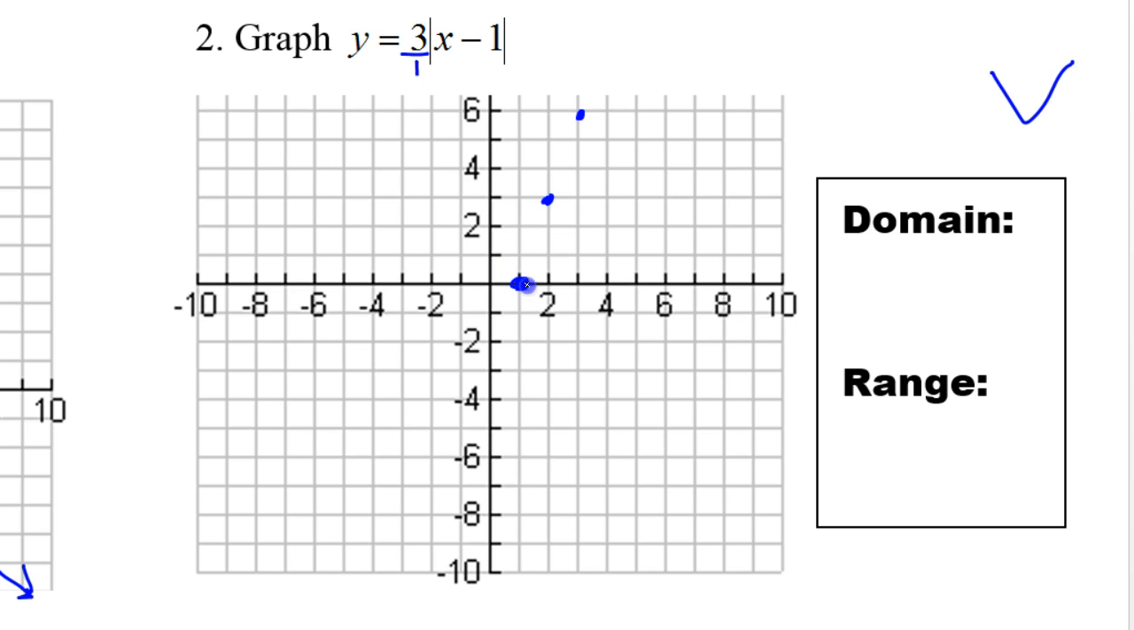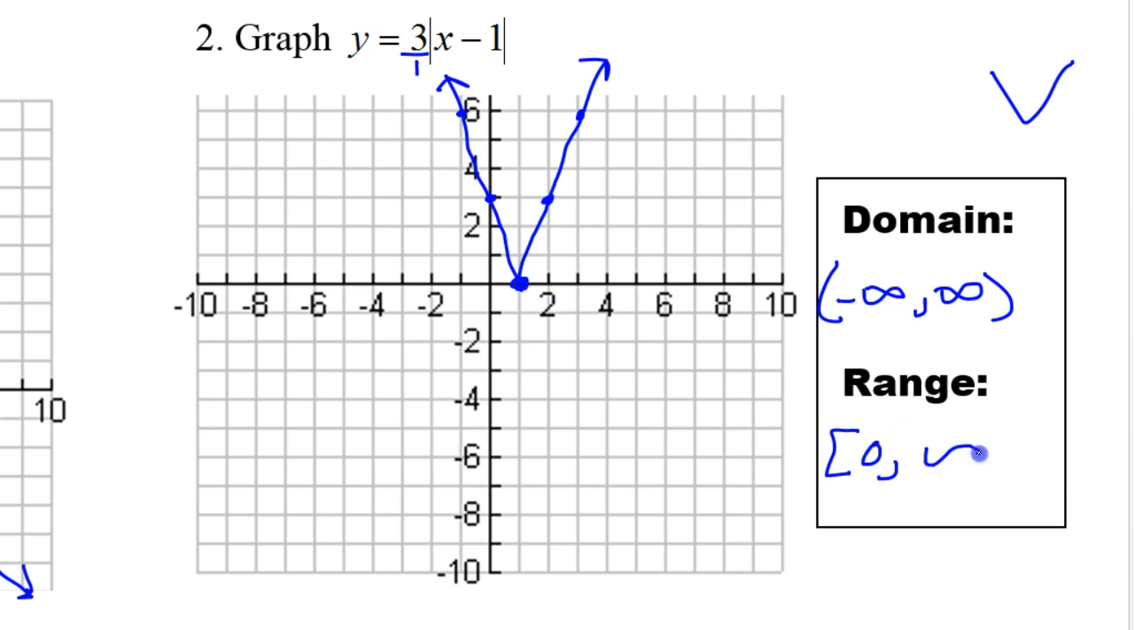And for the left side of the V, I'm going to do the mirror image. So up 3, left 1. So that's going to look like this. And that's it for the graph. Now again, this goes left forever, right forever. So the domain is negative infinity to positive infinity. The range is y values from bottom to top. The lowest value is 0, because it's right on the x-axis. And it goes up forever. So the range is from 0 to infinity.